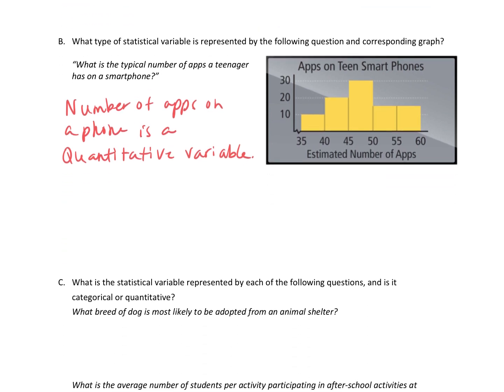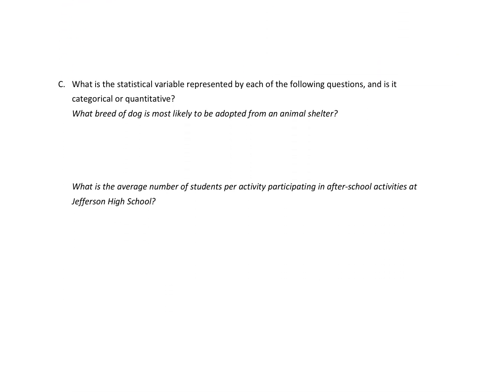All right, let's check out a couple other quick examples. Part C, what is the statistical variable represented by each of the following questions? And is it categorical or quantitative? What breed of dog is most likely to be adopted from an animal shelter? Responses to that would be different breeds of dogs. Those are categories. So breed of dog is a categorical variable.